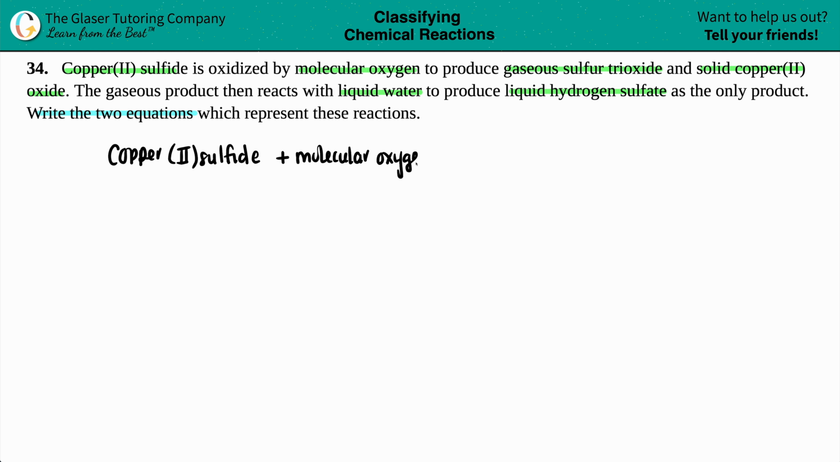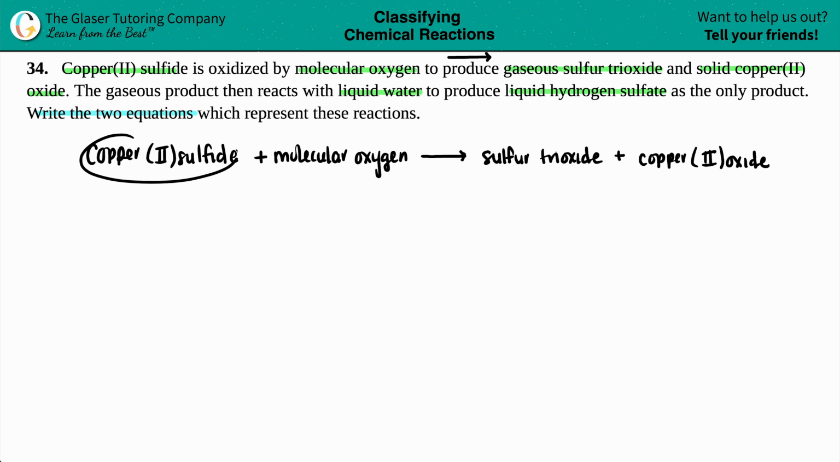And when those two come together, we are going to produce. Anytime that you see "to produce," you know that you're going to be yielding something. And they told us that we're going to produce sulfur trioxide and the solid copper 2 oxide. All right, so we have the framework here, but we just have to write it down in chemical terms.